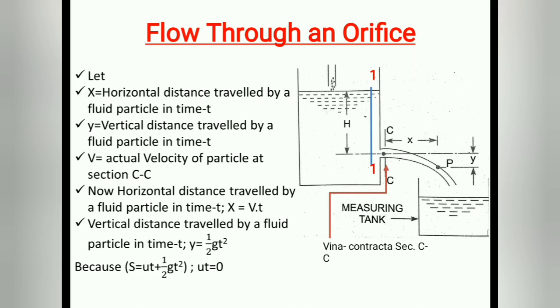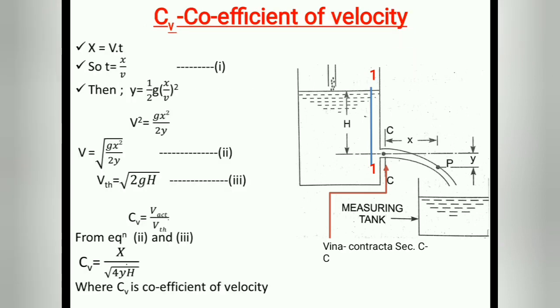Now the vertical distance traveled by the fluid we can determine using s is equal to ut plus half of gt square. Using this equation we can calculate the travel distance of the particle in the y direction, because at this time the initial velocity is assumed to be 0, and when the particle starts to flow in the downward direction, the y is equal to half of gt square, the travel distance in the vertical direction.